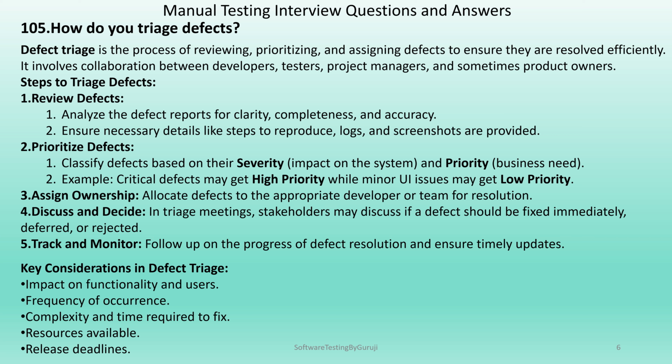Second step, prioritize defects. Classify defects based on their severity, impact on the system and priority business need. Example, critical defects may get high priority while a minor UI issue may get low priority. Third step, assign ownership. Allocate the defect to the appropriate developer or team for resolution.